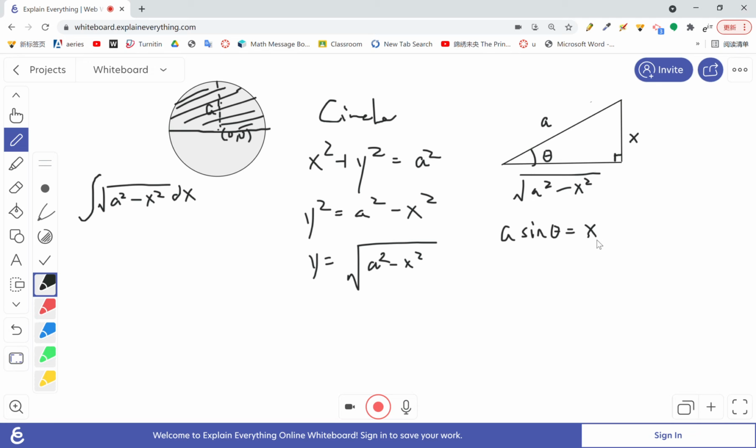Now that we have the value of x, we put it back, and this integral becomes the integral of a cosine theta. But it's not done because we still have the dx term. dx is really easy: dx is equal to a cosine theta d theta. For derivatives, you can check the video on integration; he explained it pretty well. Since we multiply by the same thing, we get a square, and don't forget the d theta.